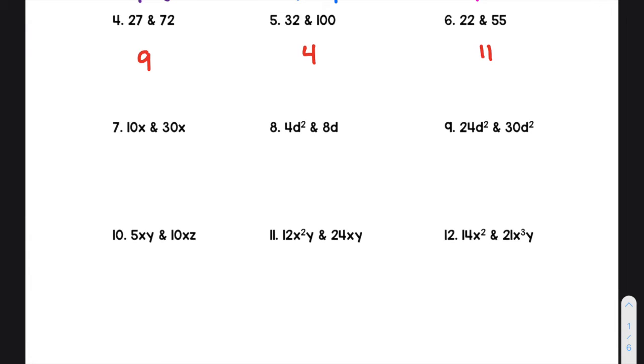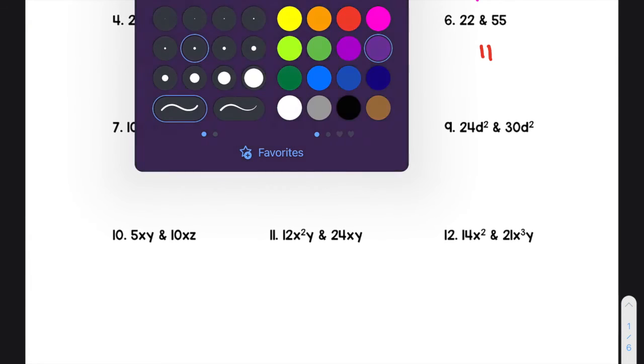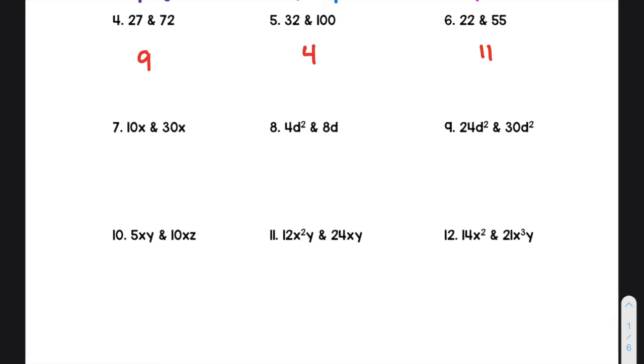Moving on to the second half of our page of finding the GCF, we now have expressions that have variables in them. So we're going to find the biggest number that goes into both 10 and 30 for problem number 7, and then we'll talk about what they have in common in terms of variables. The biggest number that goes into 10 and 30 is 10, in which there's also more that those two terms have in common. Since they both have the variable x, our GCF for problem 7 is 10x.